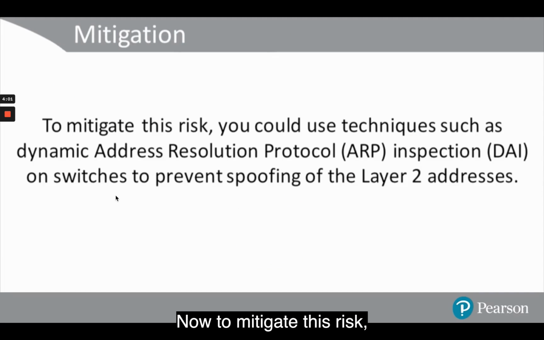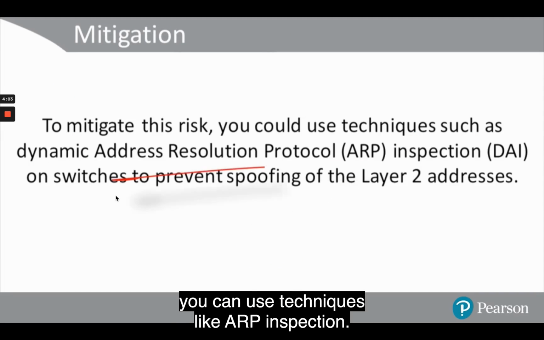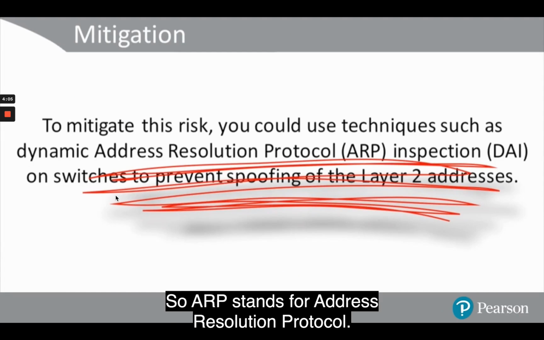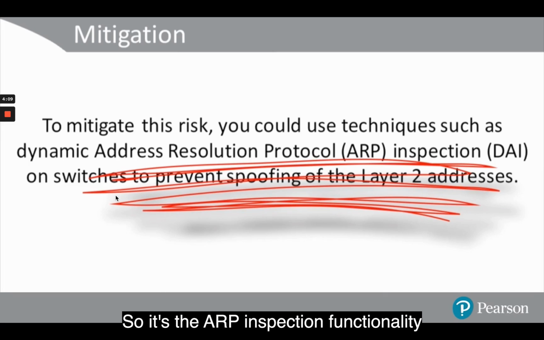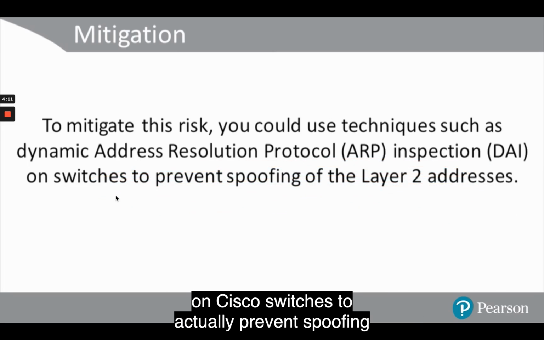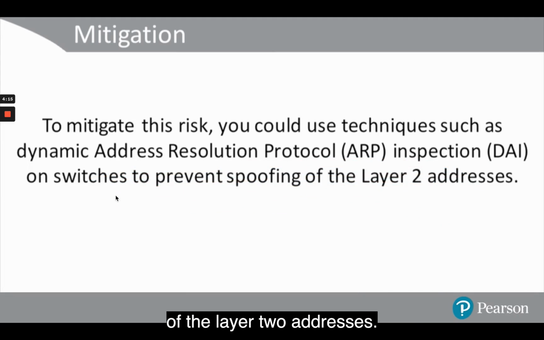Now, to mitigate this risk, you can use techniques like ARP inspection. ARP stands for Address Resolution Protocol. So it's the ARP inspection functionality on Cisco switches to actually prevent spoofing of the layer 2 addresses.